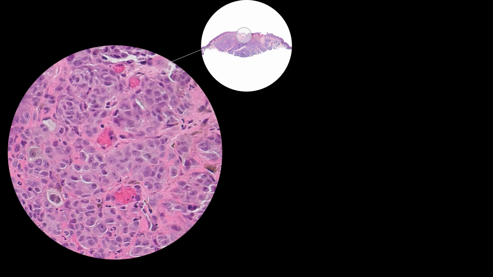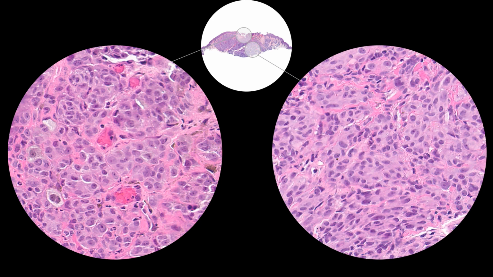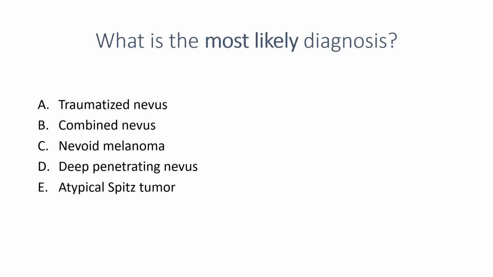And finally, the field on the left is representative of the cell population directly beneath the ulcer, and on the right is a field near the base of the lesion, which presumably would be unaffected by the ulcer and inflammation. Okay, with that admittedly very brief overview, which of the following is the most likely diagnosis?